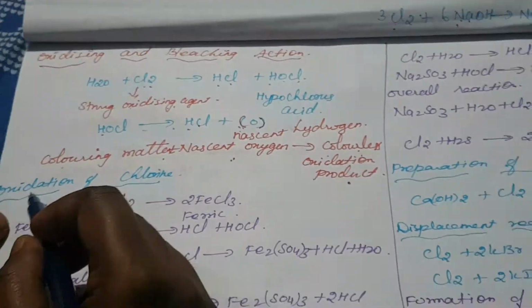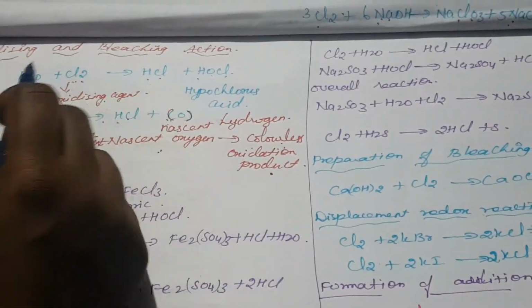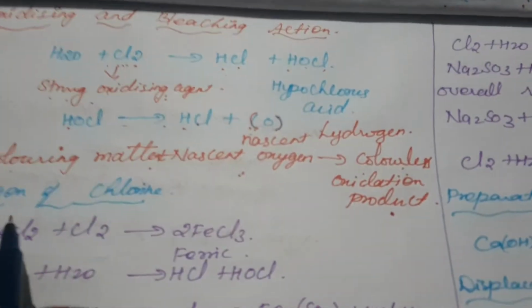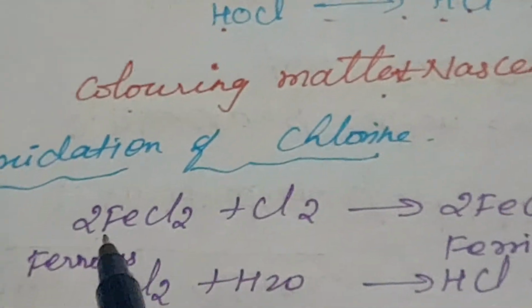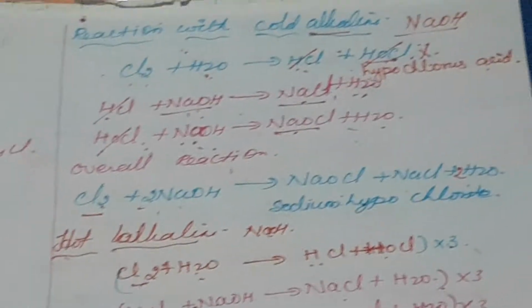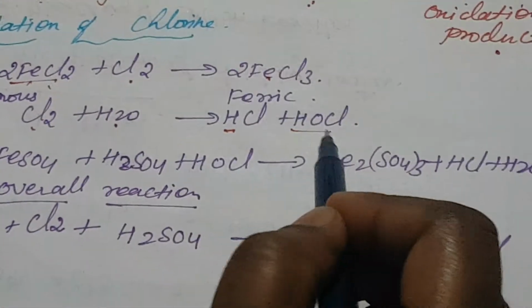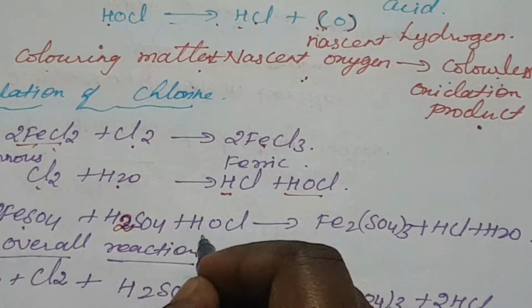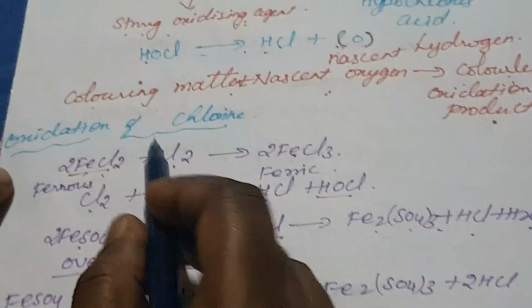Then another one is oxidation by chlorine. Chlorine is a strong oxidizing agent, and this is the evidence for it. So another one is oxidation of ferrous chloride, FeCl2. Ferrous chloride reacts with chlorine to form ferric chloride. Chlorine reacts with water to form HCl and hypochlorous acid. Then ferrous sulfate with sulfuric acid, H2SO4, and hypochlorous acid gives ferric sulfate, then HCl plus H2O. So these are consecutive equations.